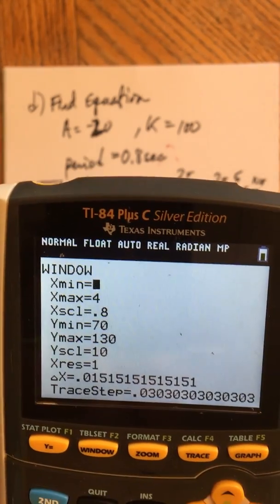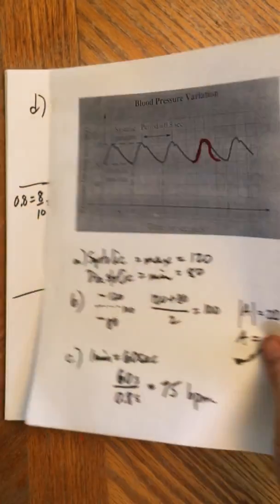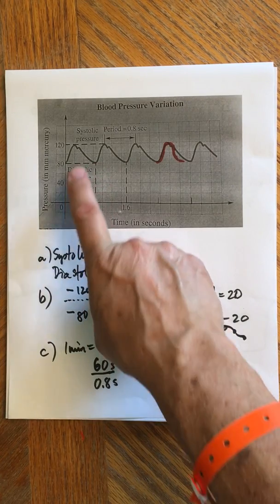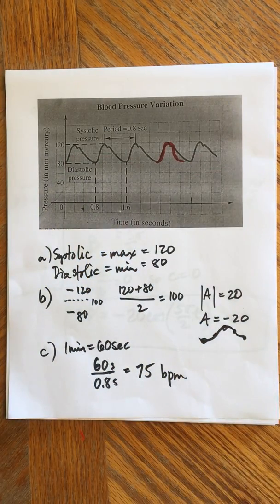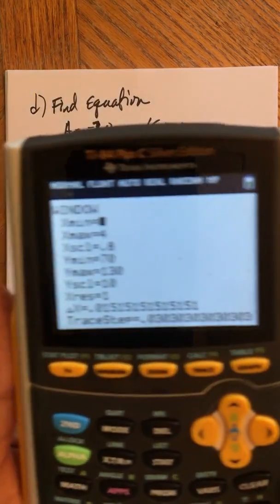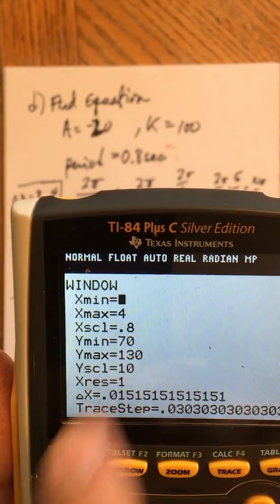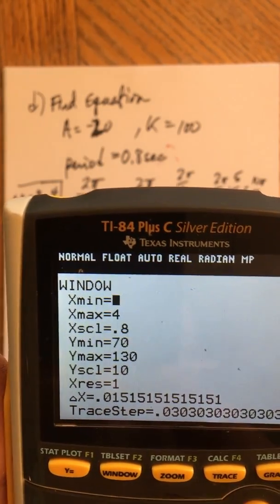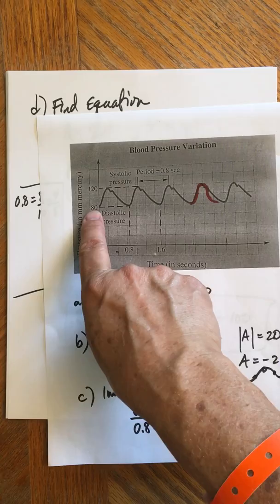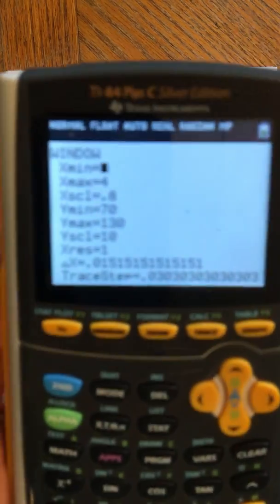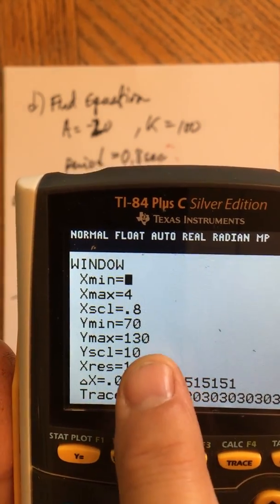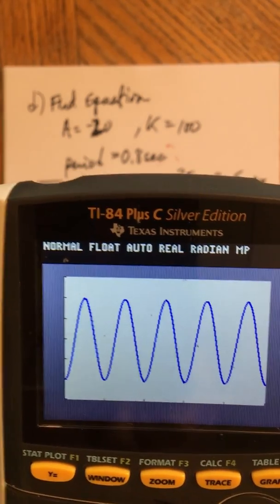And the windows that I would use are probably, if you look here, since each wave is about 0.8 seconds, and they've got 1, 2, 3, 4, 5 waves, 5 times 0.8 is 4, so 4 seconds would give us quite a few waves. That would be pretty good. So I'm going to go from 0 to 4, and I'm doing the scale as 0.8, so I get each wave. And then remember, our amplitude was 20, and we went from 80 to 120. So I want to go a little bit below and a little bit beyond that. So I went from 70 to 130, and I just decided to split that scale using 10. Now if I press graph, there you go.